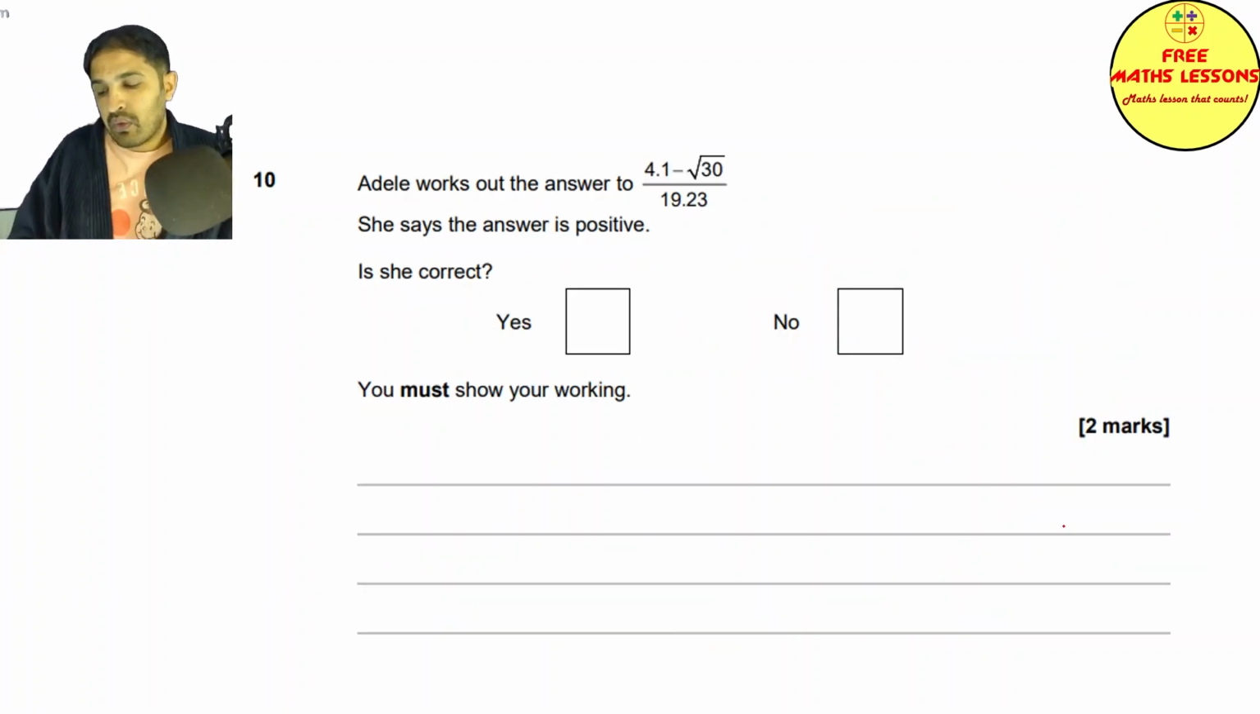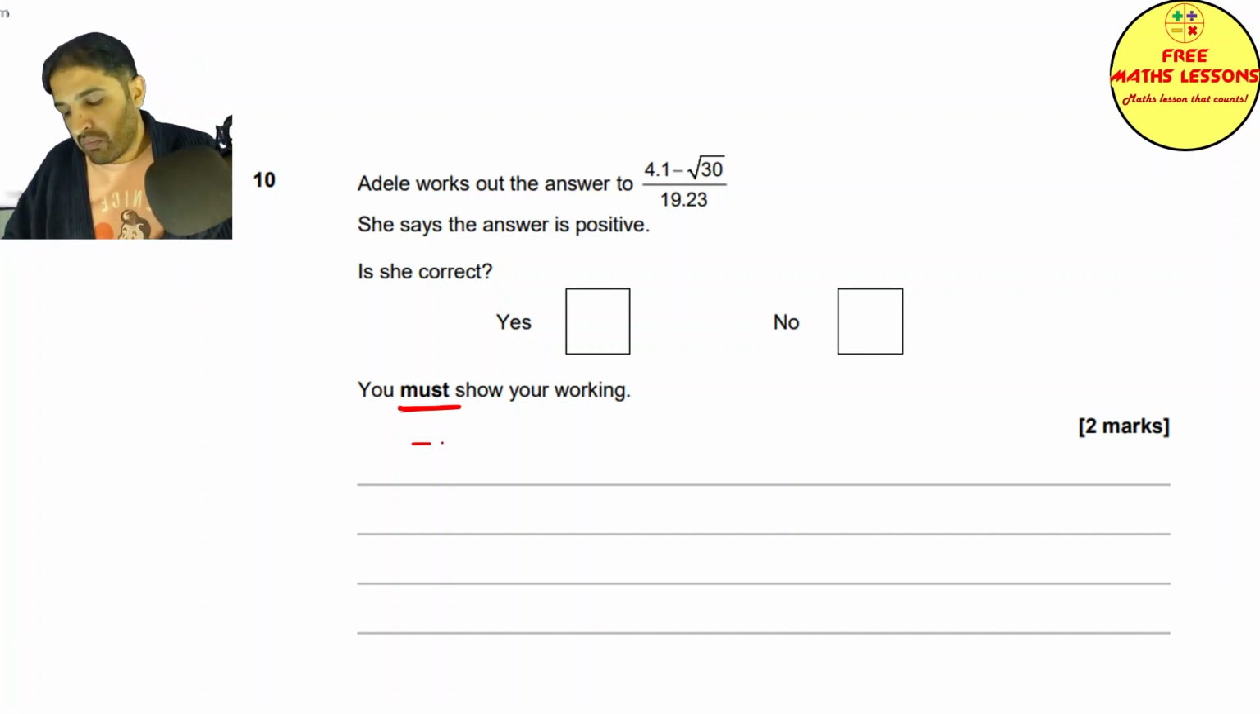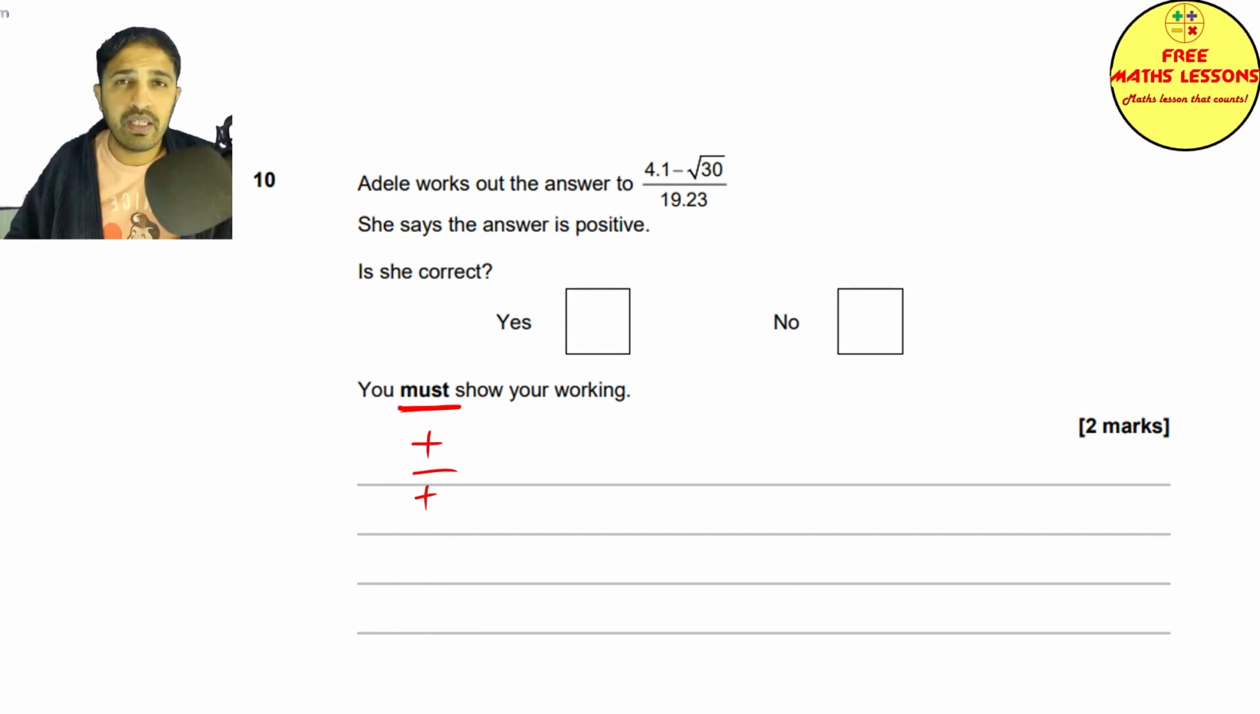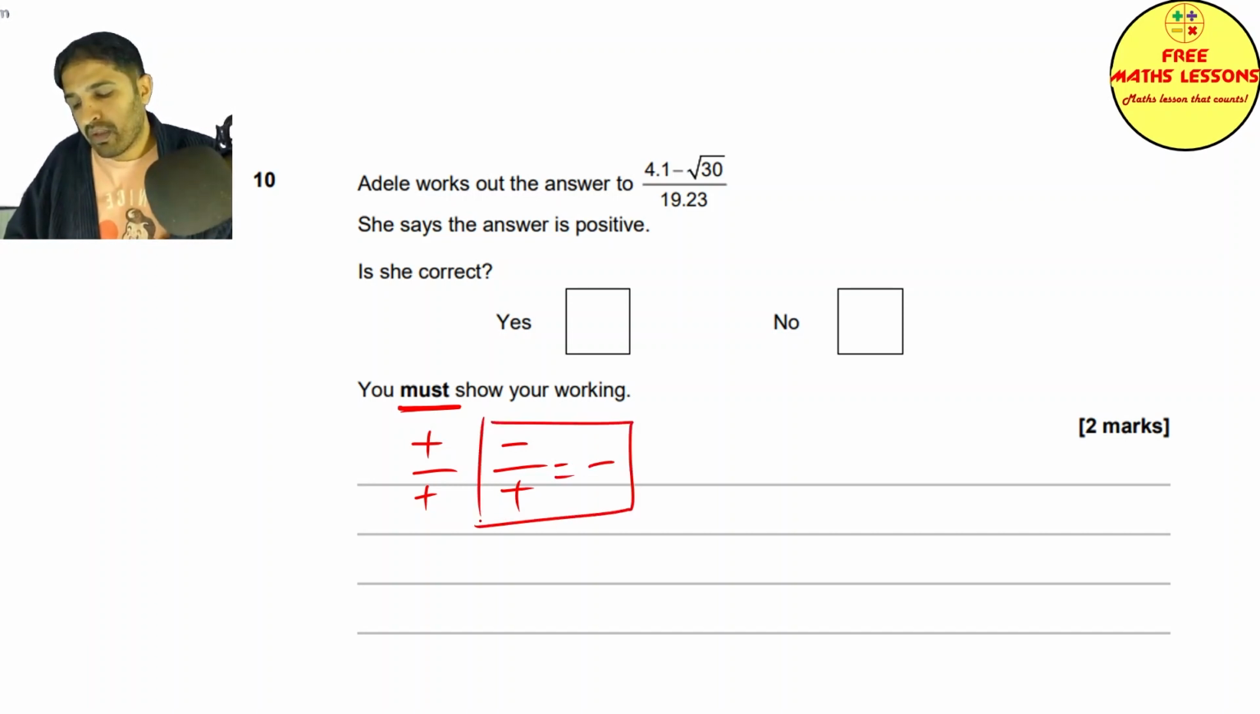Adele works out the answer to 4.1 minus root 30. She says the answer is positive. Is she correct? Yes, no. You must show working. Again, the same thing. You can't just tick the answer yes or no. You must show your working out. So to show the working out, if I want the answer to be positive, I need to be dividing a positive number by a positive number. If your two numbers are positive and you're dividing, the answer is going to be positive. If you divide a negative number by a positive, then the answer is going to be negative.